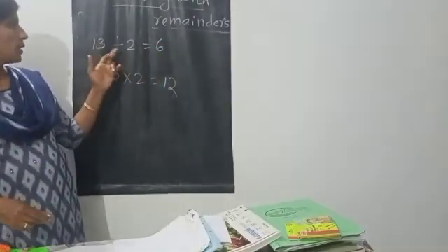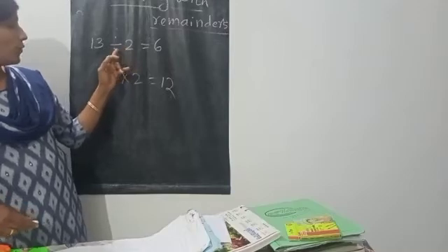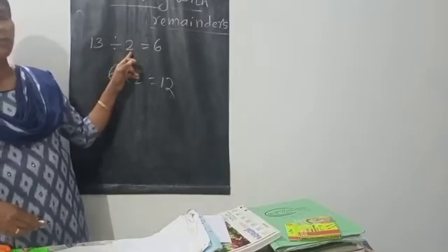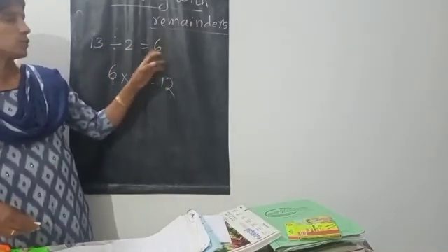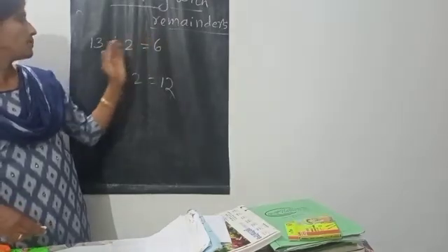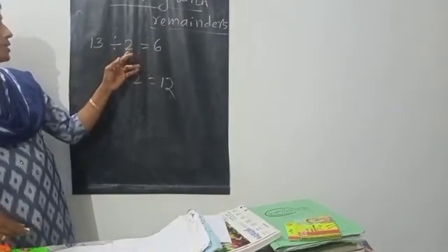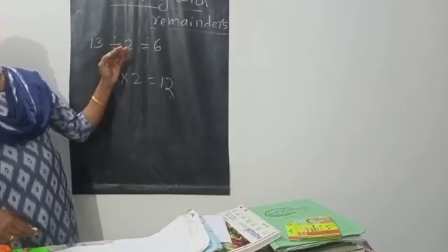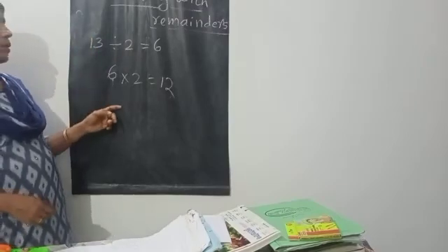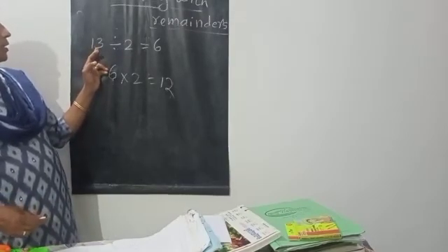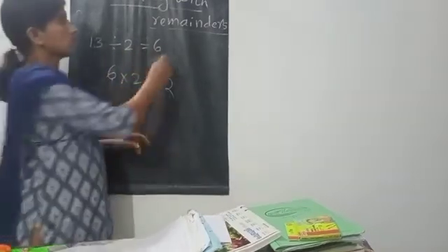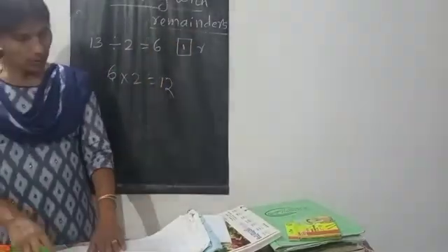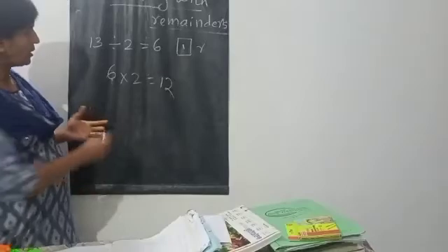Okay children, here we are trying to find how many times we can take 2 from the number 13. Here we found that we can take 6 times. When we take 2 six times from 13, we will get 12 and 1 will be remaining. So 13 divided by 2 is equal to 6 and 1 remainder. Then we can try another one.